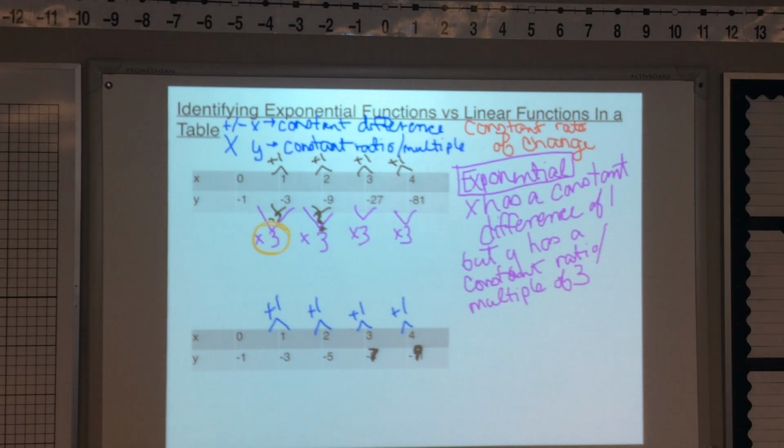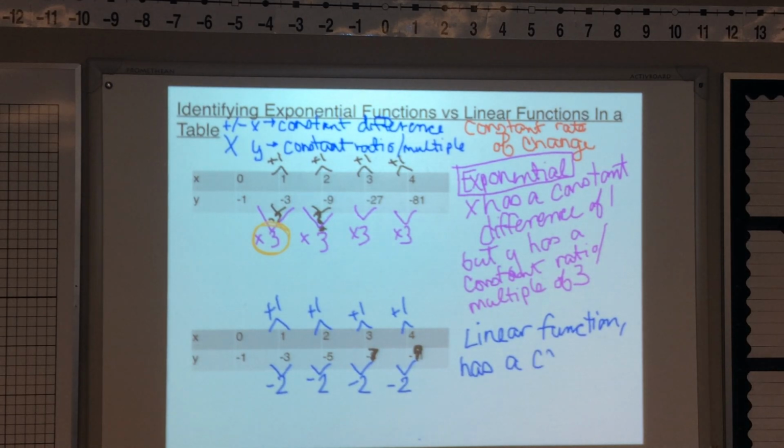So now when I look at those, from -1 to -3, I have to subtract 2. From -3 to -5, I again subtract 2. -5 to -7, I subtract 2. And -7 to -9, I subtract 2. Giving us that constant rate of change, which means we have a linear function. And this one's easier to explain because it's review. It's a linear function because it has a constant rate of change.